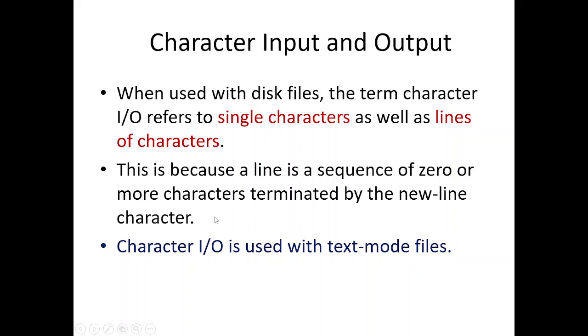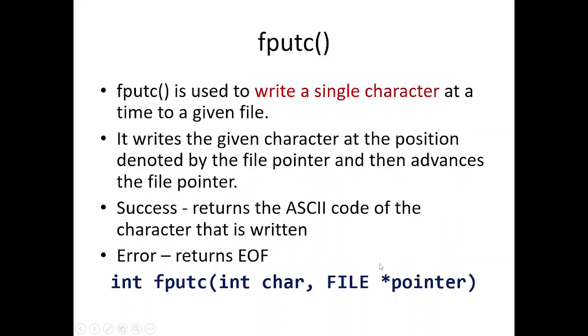So it is like a string. When we say a string, it can have 0 or more characters, right? So how will it get terminated? It will be terminated by a newline character, whereas a string is terminated with a null character; here, this line will be terminated with a newline character. Character I/O is used with text mode files. We have already seen text mode as well as binary mode, so this character I/O is used with text mode files.